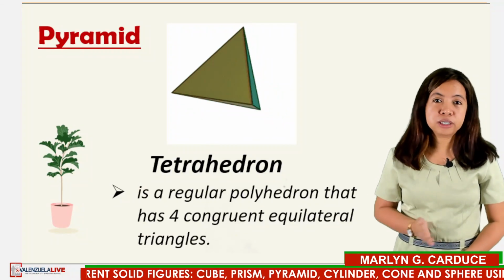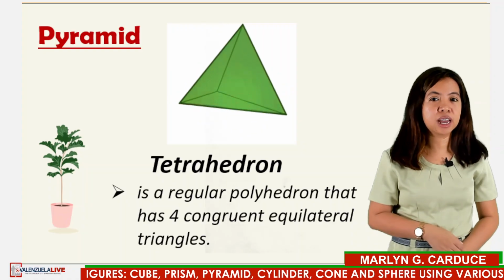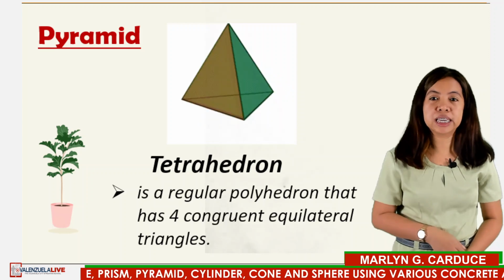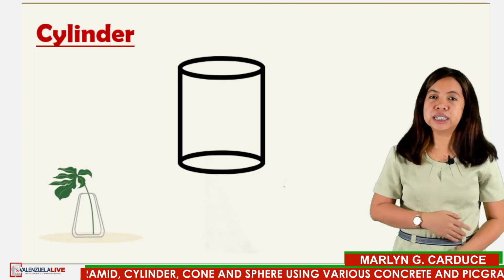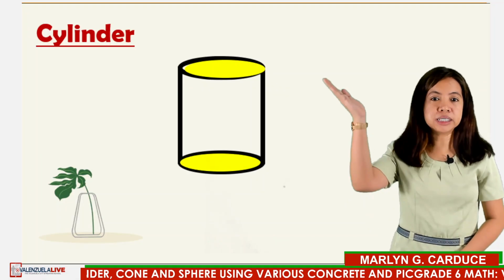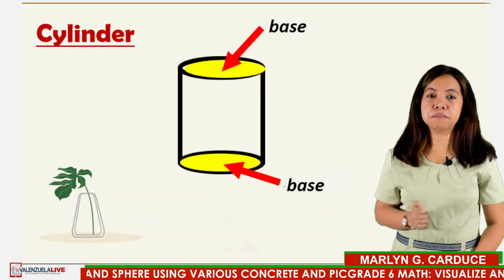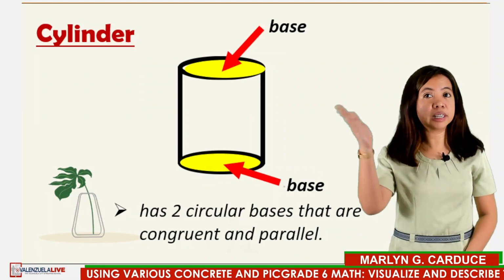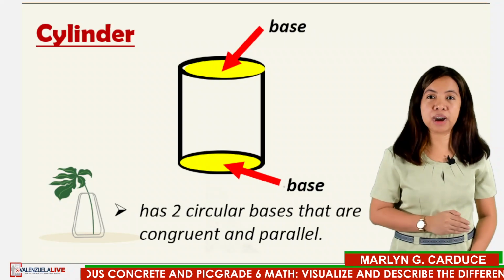But there are some solid figures that are not polyhedrons. These solid figures are composed of circular regions or circular surfaces, just like the cylinder. A cylinder is like a prism, except that the bases are circular. And these 2 circular bases are congruent and parallel. So when we say cylinder, it has 2 circular bases that are congruent and parallel.